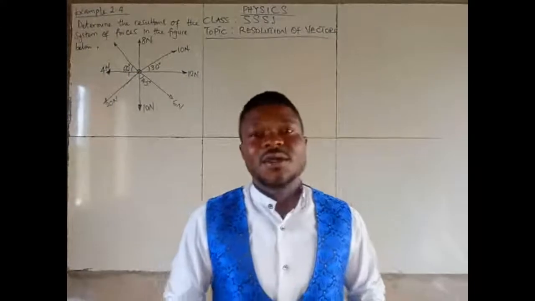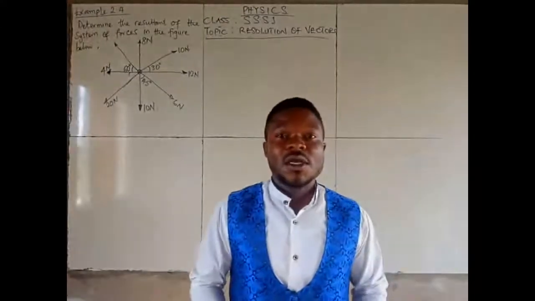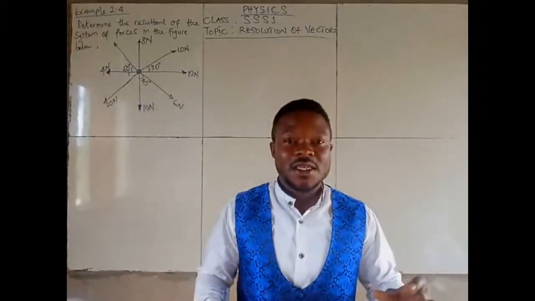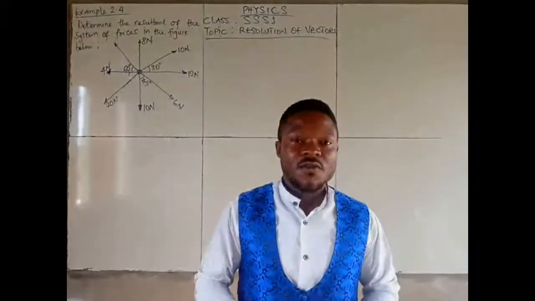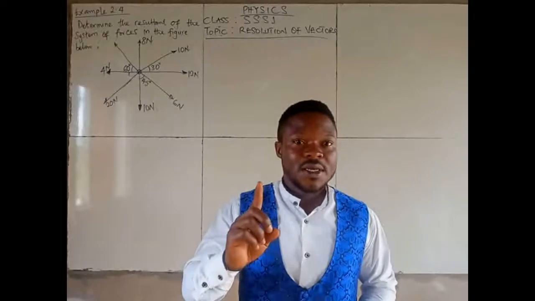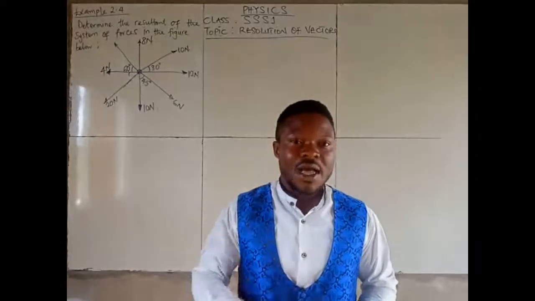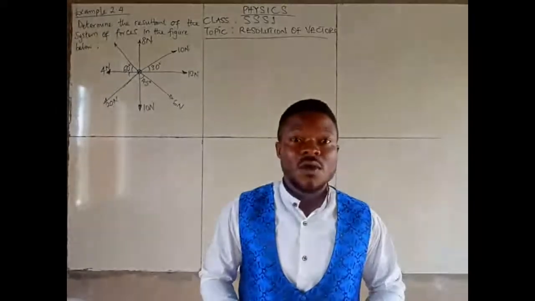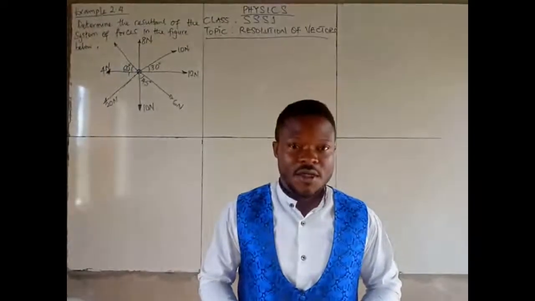Last class we talked about the resultant of vectors, where we find a way of combining two vectors to form one, which we call the resultant, which has the same effect as those two vectors. But the opposite of the resultant is what we call resolution of vectors.